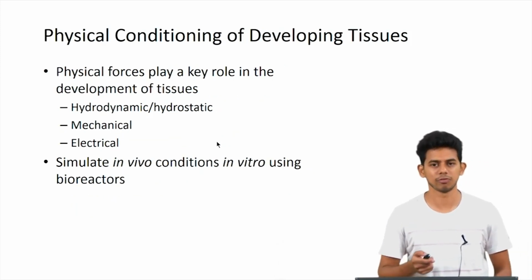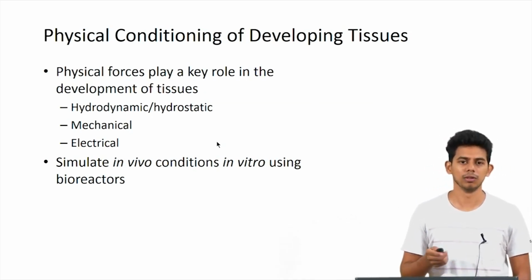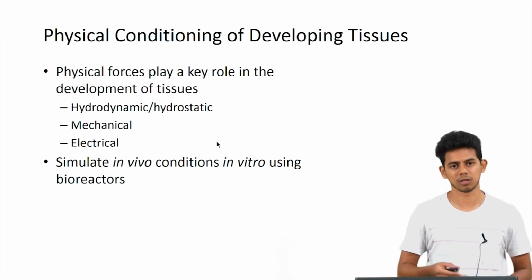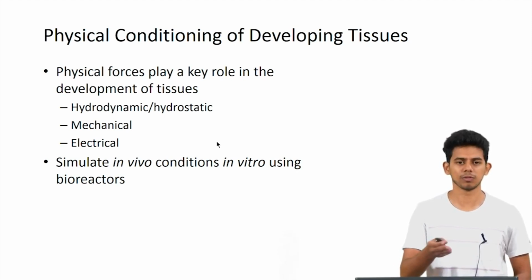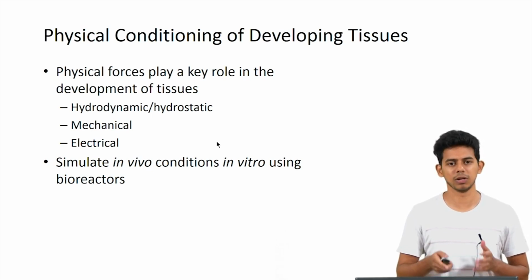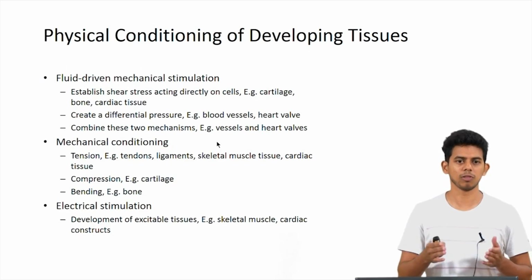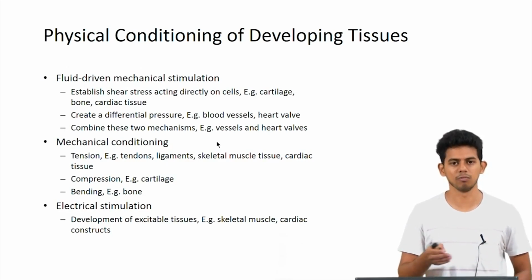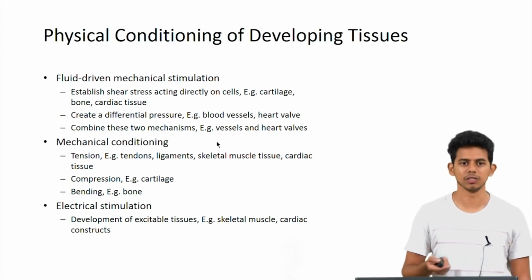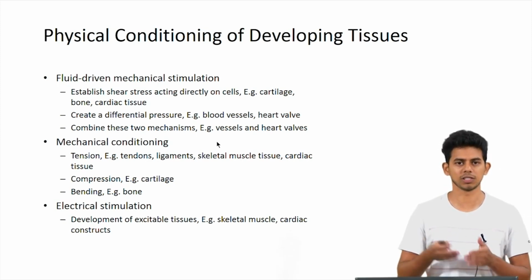The physical conditioning of developing tissue would be the third aspect that bioreactors need to look at. Physical forces, as mentioned in the previous talk, do play an important role. Different types of physical forces play a role, like hydrodynamic or hydrostatic forces, mechanical or electrical forces. So the aim of the bioreactor here would be to simulate these in vivo conditions inside the bioreactor too. So some of the basic physical conditions in vivo are fluid driven mechanical stimulation, wherein a shear stress can be induced on the cells by the fluid, especially in the heart valve, etc.